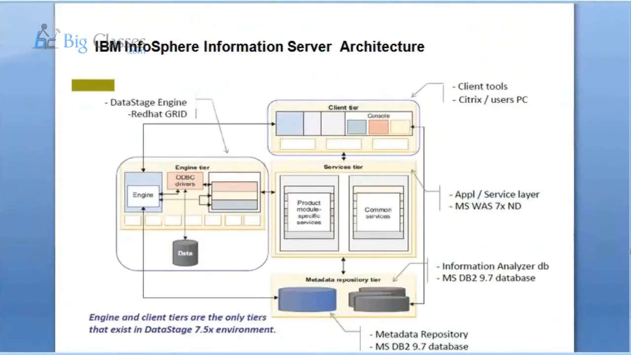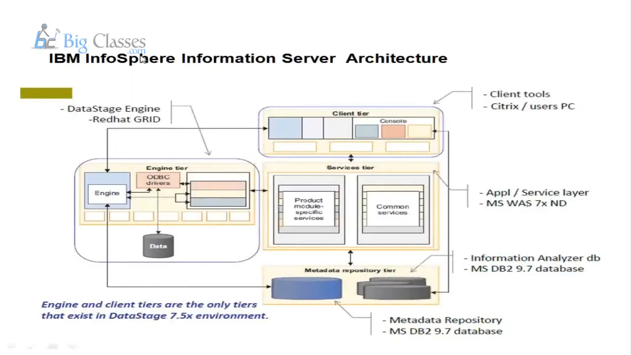See, this is the one, for example. We have an information server architecture. That information server is what we are going to call the DataStage server. This DataStage information server is the one platform where we are going to have different kinds of tiers: client tier, services tier, repository tier, engine tier.